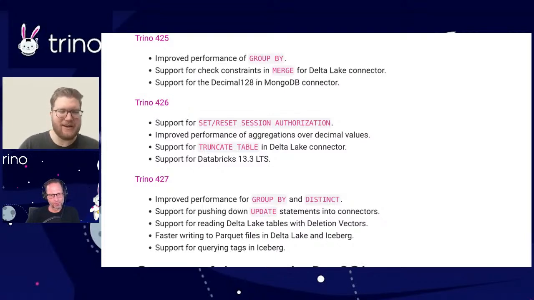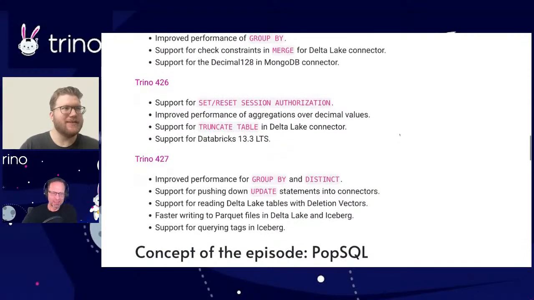Faster writing to Parquet files in Delta Lake and Iceberg, and then support for querying tags in Iceberg. So a wide variety of new features and new utility in 427. It's a pretty big release, and I'd recommend updating to it if you haven't already. Yeah, there's also one more release that actually came out yesterday, but we'll talk about that next time.